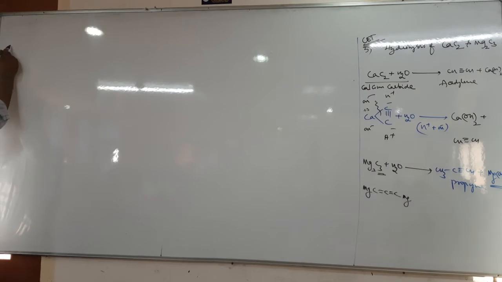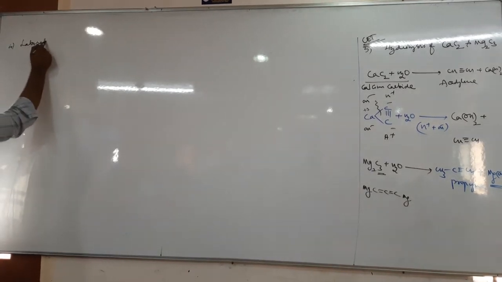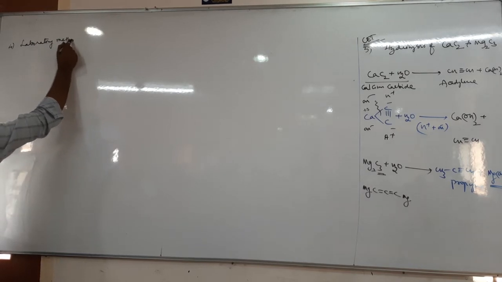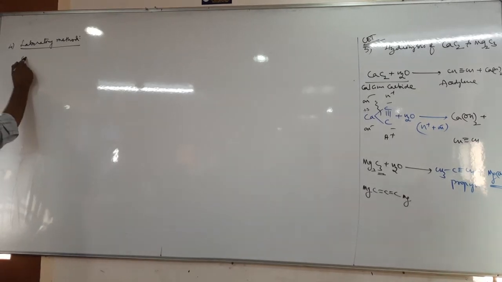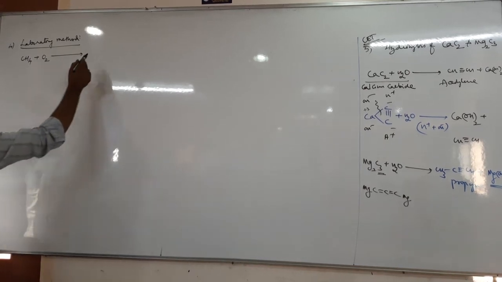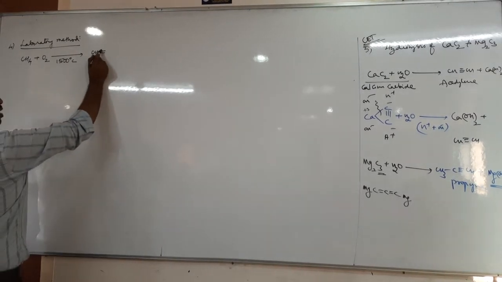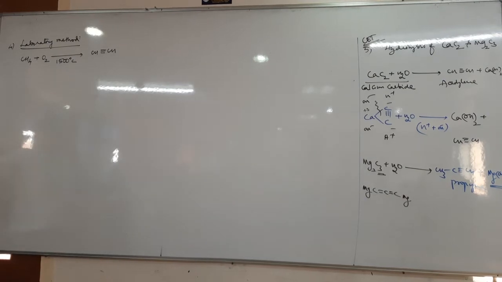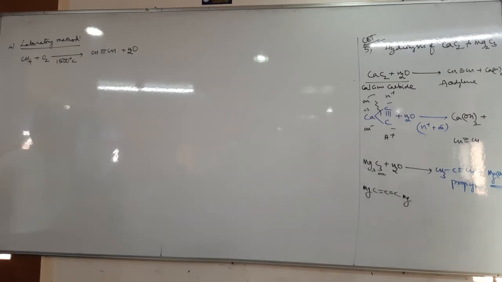Question. Next, the 4th method of preparation is the laboratory method. So how do you prepare alkyne in laboratory? It is by combustion of methane. Methane undergoes oxidation, it is a partial oxidation, at 1500 degrees Celsius. In laboratory, acetylene can be prepared. Apart from this, it gives water also. So here the condition is it should be 1500 degrees Celsius.